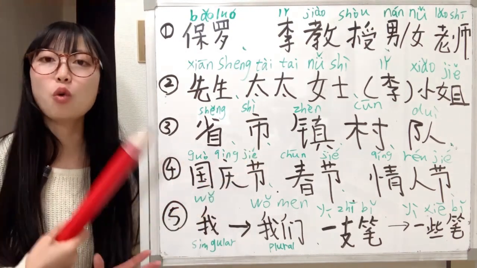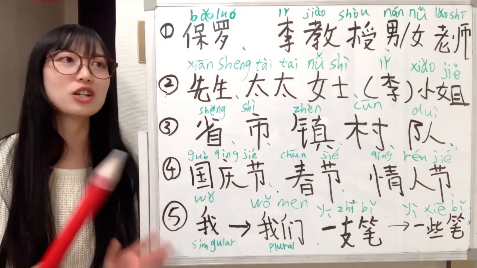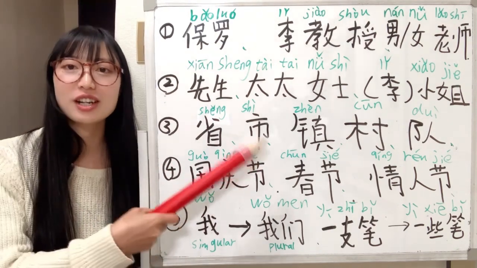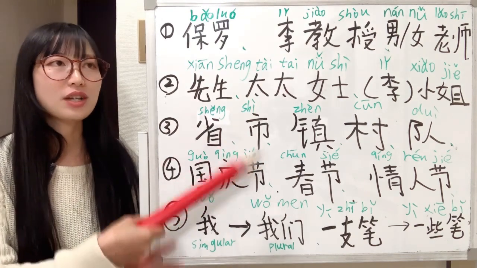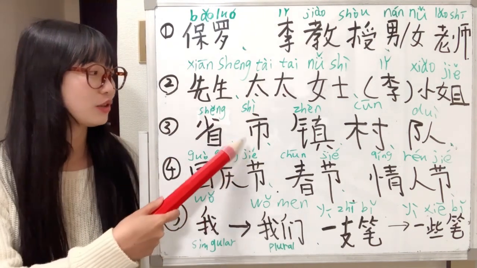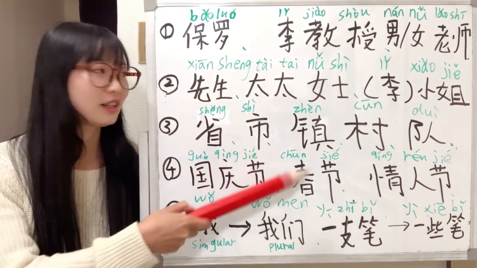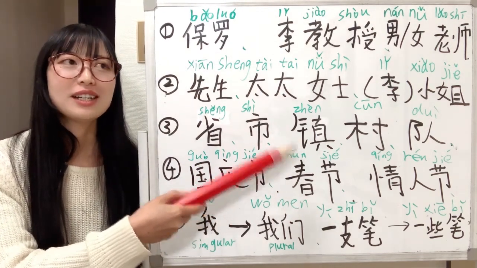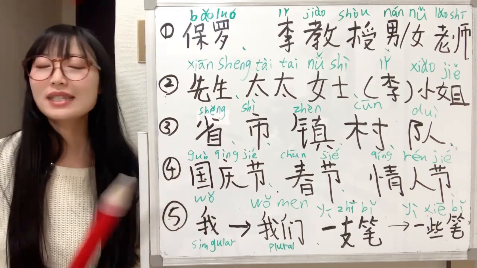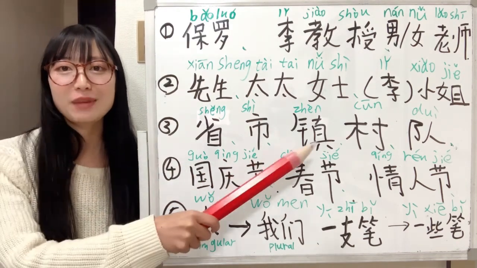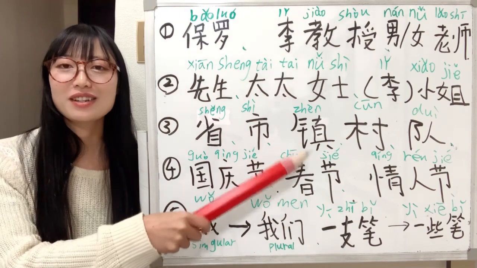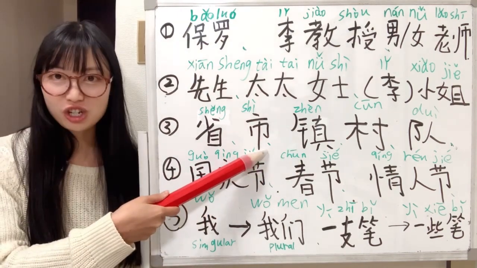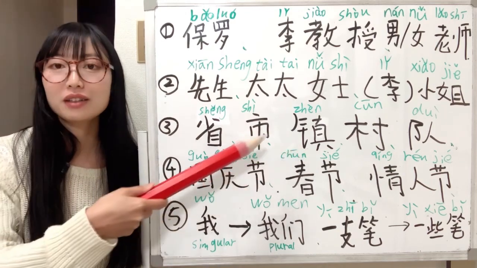For example, 广州市 or 上海市, Shanghai city. So we use the name and then the city. Zhen is the town. So in some cities, they don't have the Zhen, but some cities, they have Zhen. So Zhen is smaller than Shi. Zhen basically is smaller than Shi.